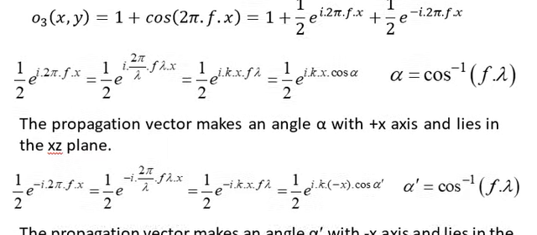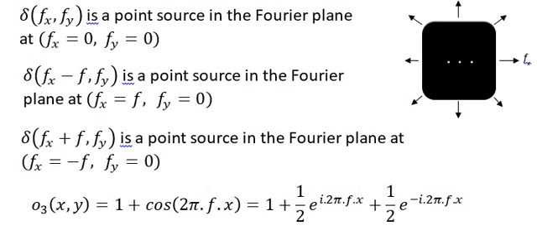So you see that we have shown the angles that these point sources make. The central point source makes no angle because it is along the z axis, whereas the point source on the right and the point source on the left respectively make an angle alpha equal to cos inverse of f lambda, one with the positive x direction, the other with the negative x direction.